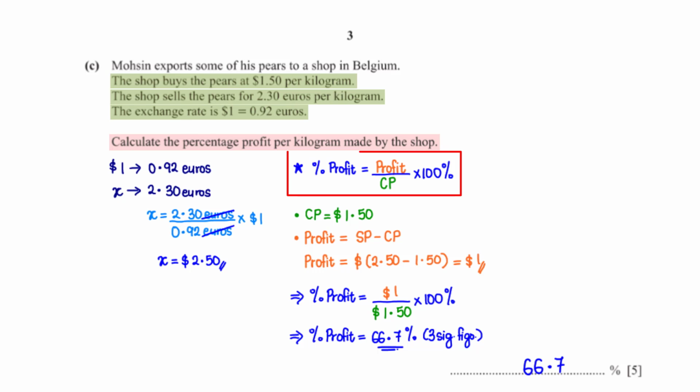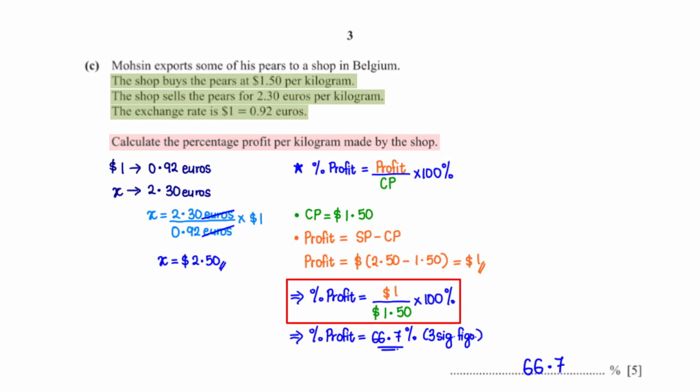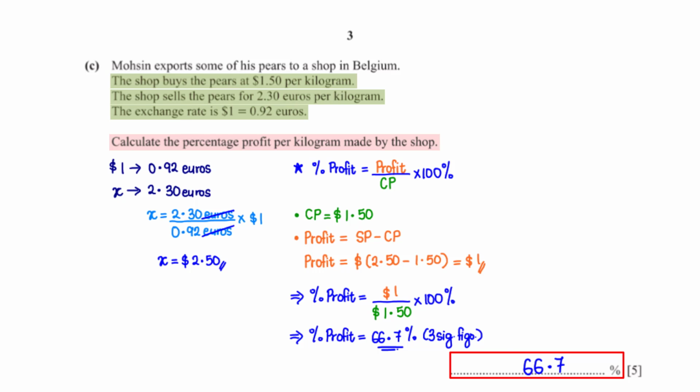The percentage profit made by the shop is equal to the profit divided by the cost price times 100%. We know the cost price is $1.50. The profit is the selling price minus the cost price, and so 2.50 minus $1.50 gives us $1. When we substitute these values into the percentage profit equation, this is what we have. When we type this into the calculator, we get 66.7%, rounded to 3 significant figures.